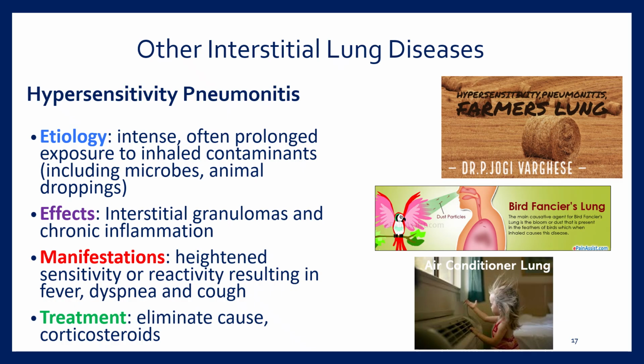Some classic examples are farmer's lung, which can result from moldy hay. We have bird fancier's lung, which involves proteins in bird feathers and droppings. Air conditioner lung, which is contaminated ventilation systems. So what's happening histologically? Well, repeated exposure leads to type 3 and type 4 hypersensitivity reactions. We'd see interstitial lymphocytic inflammation, formation of poorly formed non-caseating granulomas, and eventually that leads to chronic interstitial fibrosis.